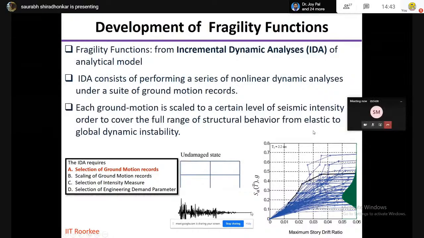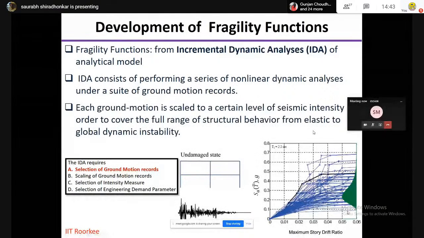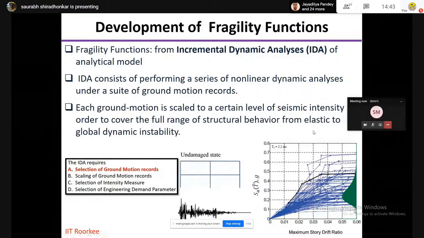Once I'm done with the one analysis, I again increase the intensity and obtain the second maximum story drift. So each blue line over here represents the nonlinear time history analysis carried out for one single ground motion. Once I'm done with one ground motion, I choose another ground motion and do this again and again. So all these blue lines represent analysis for various ground motions.